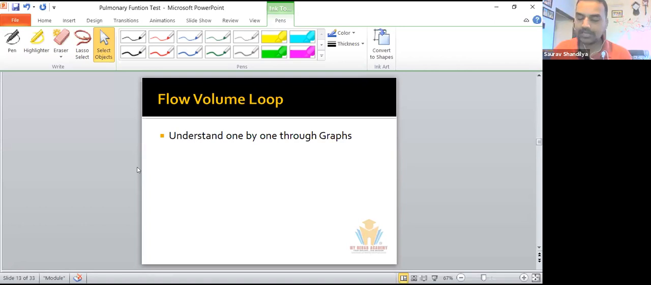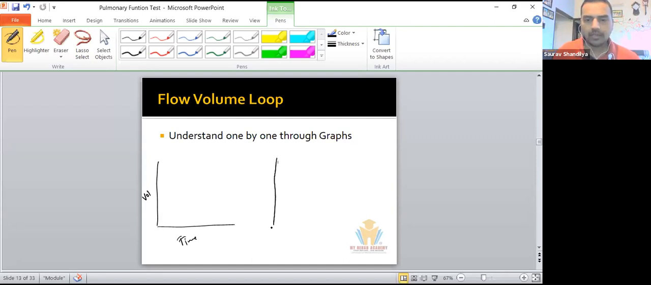Okay, I will first draw the normal one, how the normal goes. I'll be drawing first volume and time, and then, most importantly, the flow volume loop for a normal person, how it works. Normal first. Okay, so volume versus time.